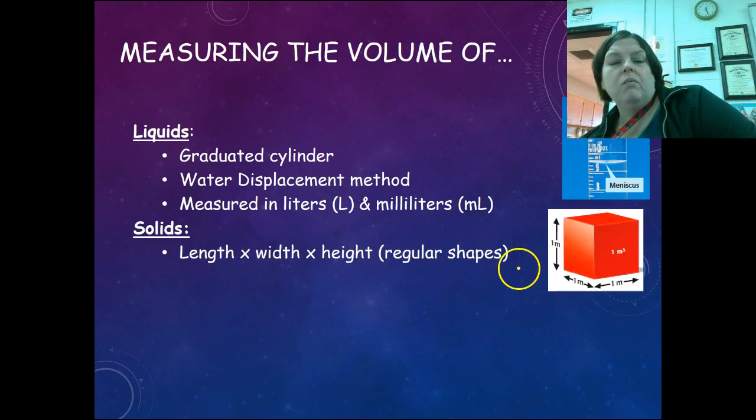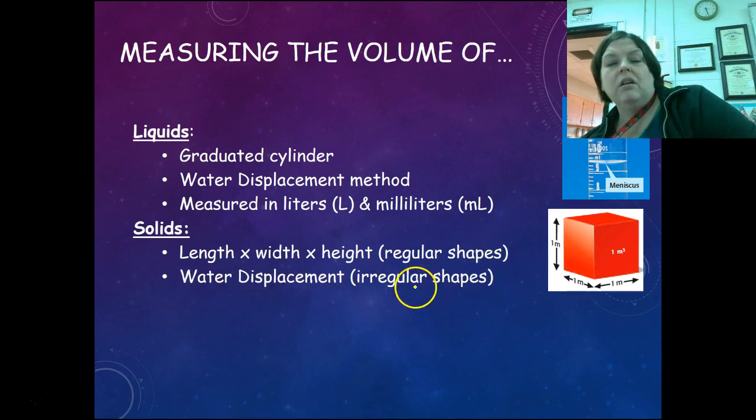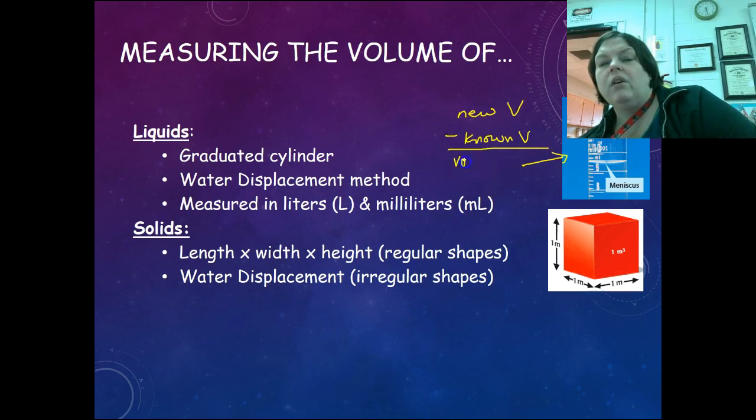Solids, we can actually measure dimensions. If it's a regular solid, we can measure the dimensions of the object, and if we have a formula, we can calculate the volume. But what if it's an irregular object? Irregular objects require the process of water displacement. We use a graduated cylinder with a known volume of water, find the new volume after adding the object, and subtract the known volume from the new volume. This is the volume of the object. Pretty simple, not too hard.